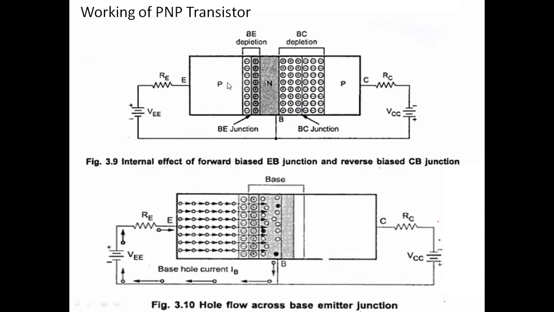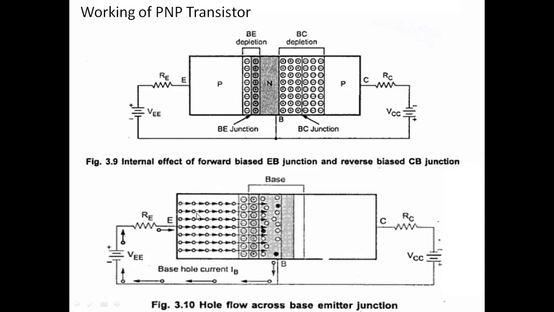That's all. Remember that the emitter and base junction is forward bias, and the collector and base junction is always reverse biased. Positive is connected to the P side of the emitter, and the collector is connected to negative. Then it is reverse bias. So when we connect the PNP transistor with these sources, what happens on the P side?